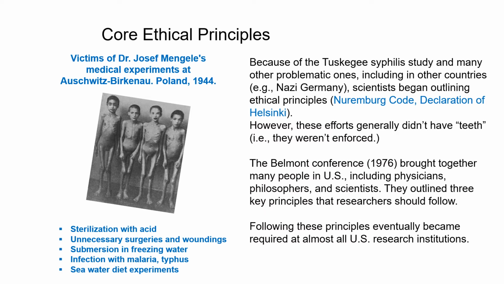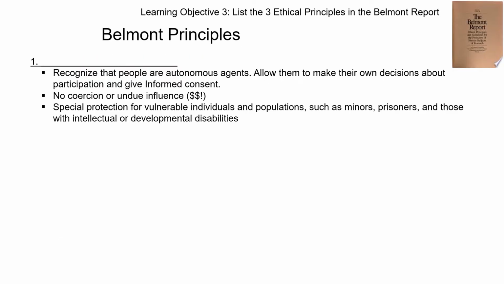It wasn't until the Belmont Conference in 1976 that in the U.S. it was brought together, and now much of the world follows the same principles, that physicians, philosophers, scientists came together and outlined those three principles, and they became the requirements for almost all U.S. research institutions to follow. Let's look at the Belmont principles.